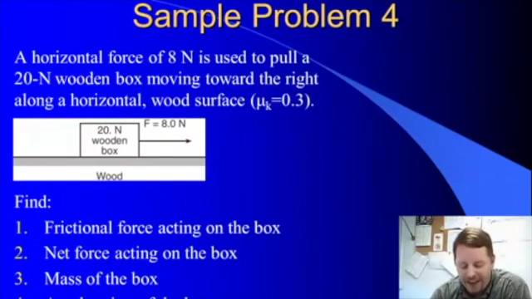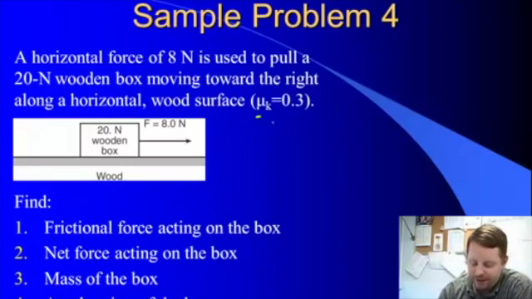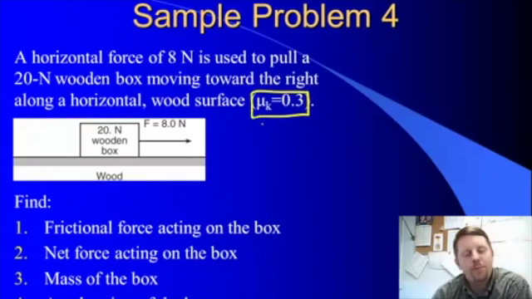A horizontal force of 8 newtons is used to pull a 20 newton wooden box moving toward the right along a horizontal wood surface. And we know the coefficient of kinetic friction for wood on wood is 0.3, given in the problem, or you could look that up on a table. We're asked to find the frictional force acting on the box.